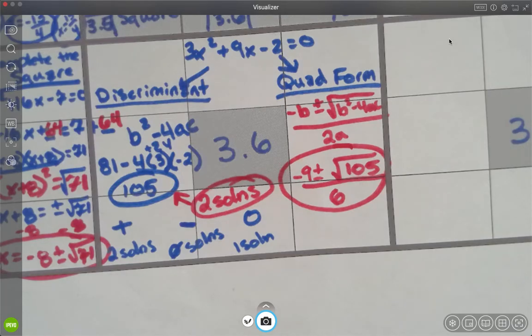Two, right? Since it's plus or minus: negative 9 plus the square root of 105 over 6, and negative 9 minus the square root of 105 over 6.